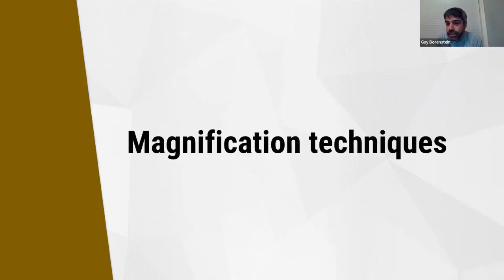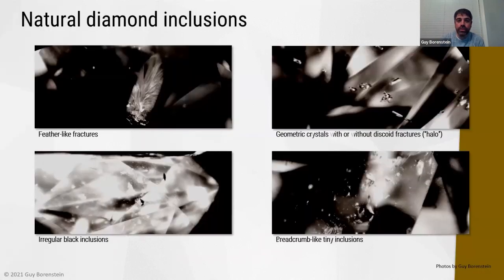Okay, so how can we identify them? Let's start to talk about it. The first one will be magnification. If we're looking at natural diamond inclusions, what we usually see in natural diamonds will be feather-like fractures and some geometric crystals. Sometimes they will have discoid fractures surrounding them. We call them halos, sometimes without.